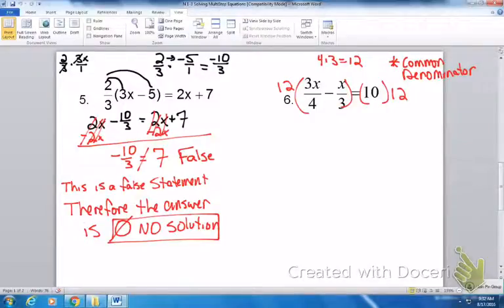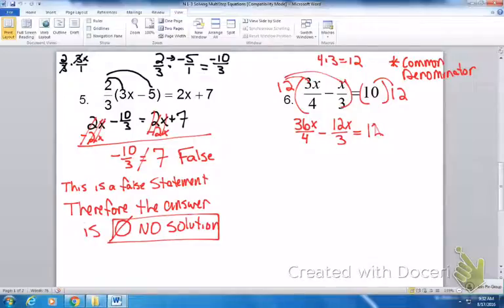I have 12 times 3x over 4. If I take 12 and divide it by 4, I get 3. Let me just do this the long way. I think it'll be less confusing. So 12 times 3 is 36. So I have 36x over 4. But then I have to distribute it here as well. So I have minus 12 times x is 12x over 3 equals 10 times 12, 120.